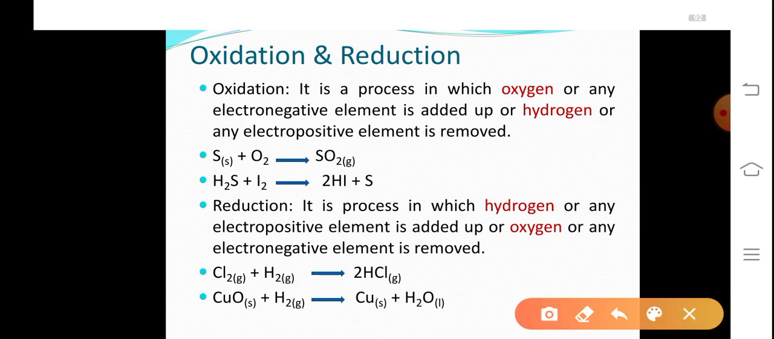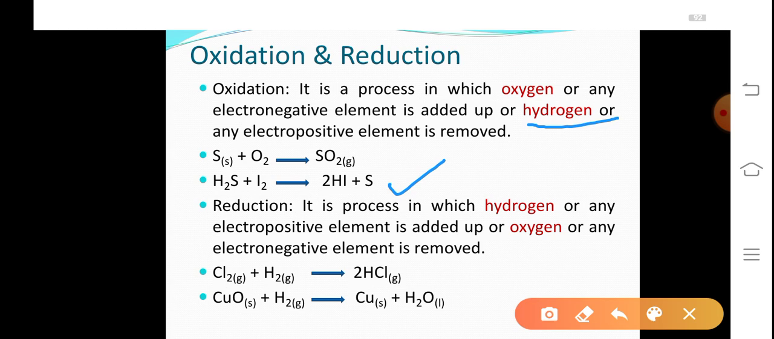In the second example, H2S is added to I2 and HI and sulfur are formed. So here, in the second example, oxygen is nowhere. So how do we know whether H2S is oxidized or reduced? So here, the second definition is valid.